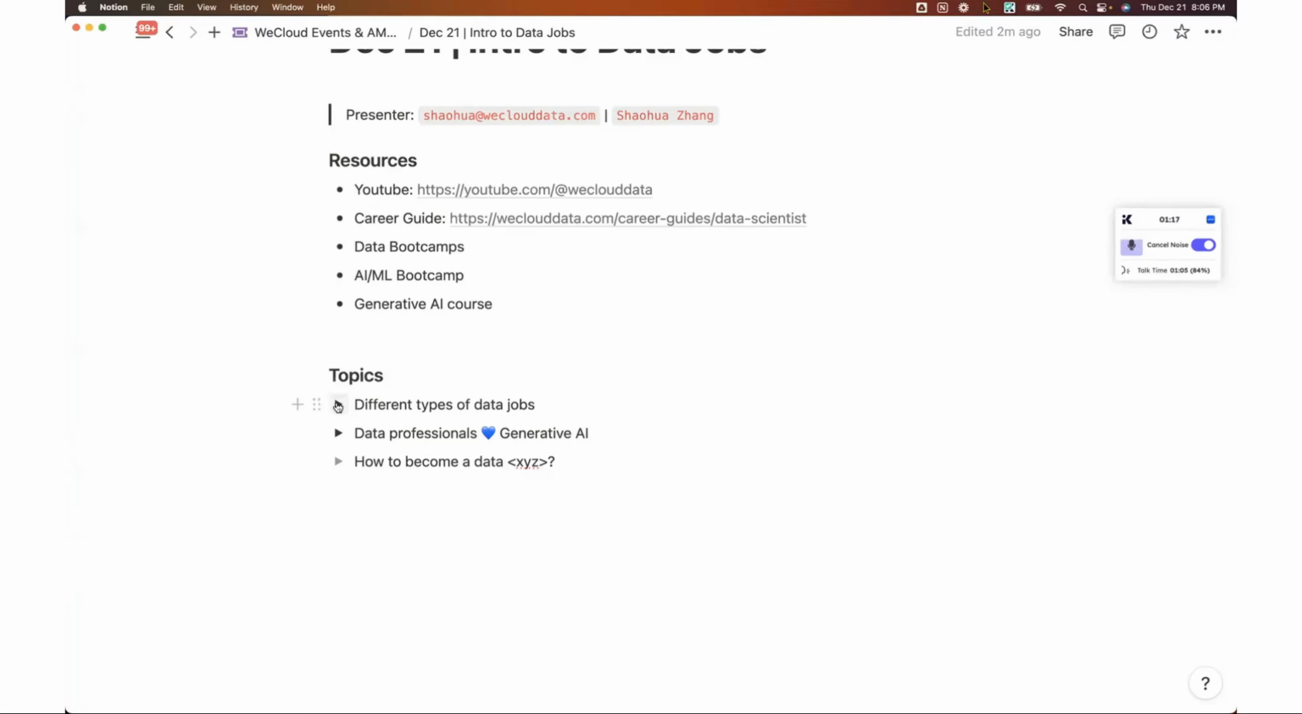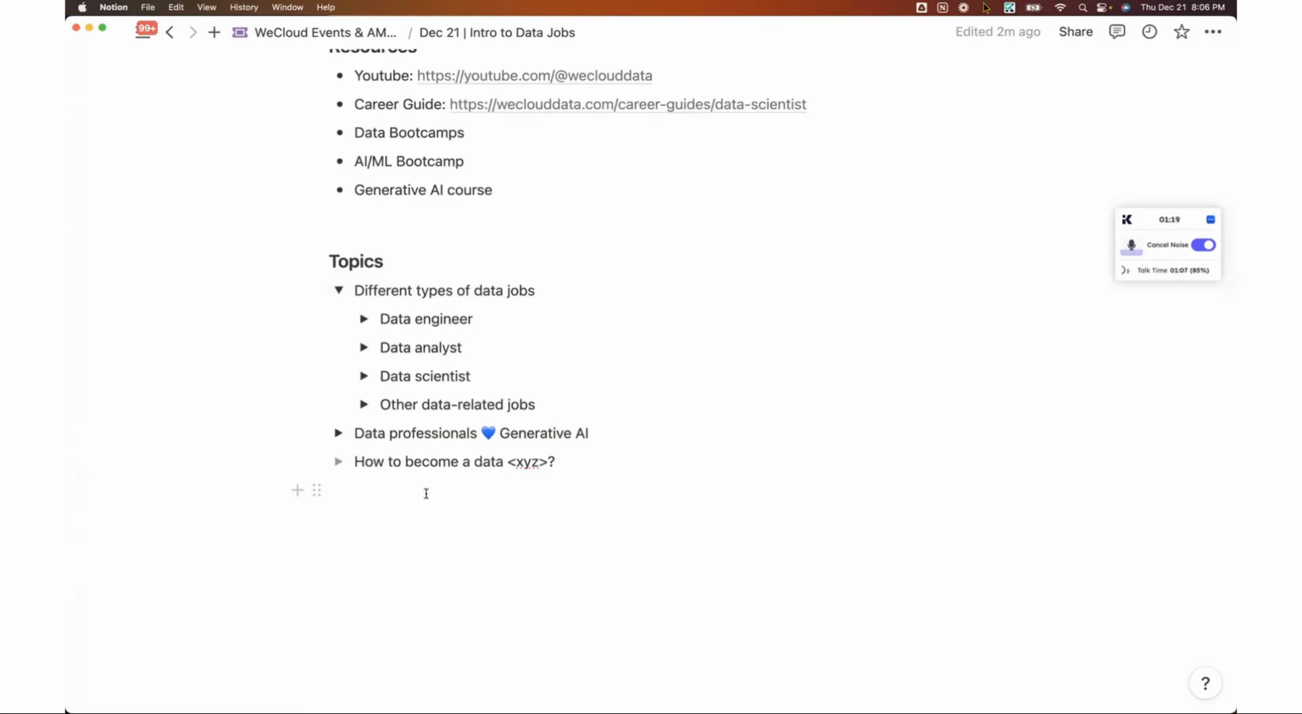Let's start from the definition. What is data science, or the types of data jobs? When it comes to data jobs, I think there are three main categories: data engineering, data analytics, and data science. And of course, there are other data-related jobs such as AI, with a focus on machine learning or maybe generative AI, but data is an important part of it, right?